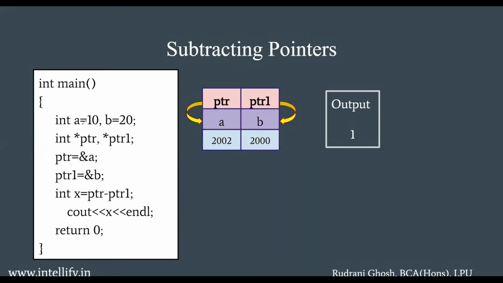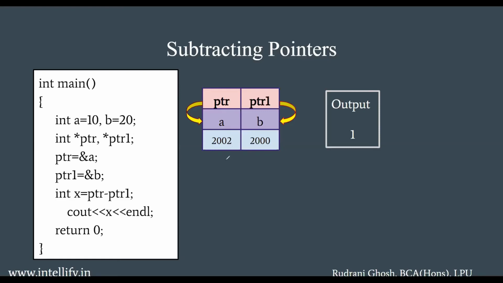Let's take an example. Here we have taken two integer variables a and b with value 10 and 20. We have taken two pointers ptr and ptr1. We have assigned the address of a to ptr and address of b to ptr1. Here we are trying to subtract ptr1 from ptr. So when we run this program, we will be getting output 1.